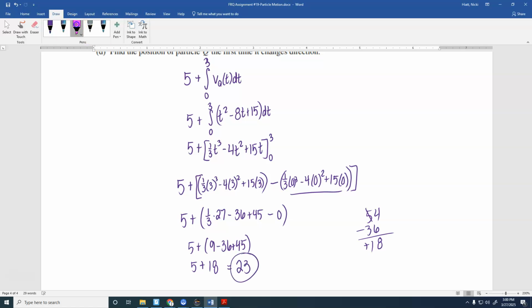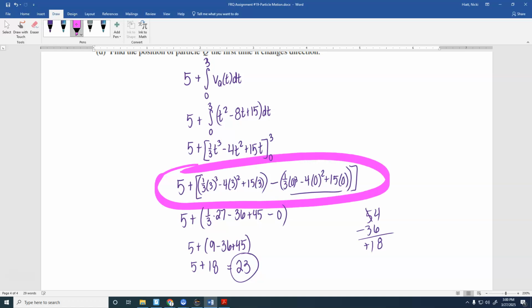So on a real FRQ, I would stop right here. But tomorrow, if you get this one, it might be helpful to remember it's 23 because you're unlikely to remember it equals all that stuff.